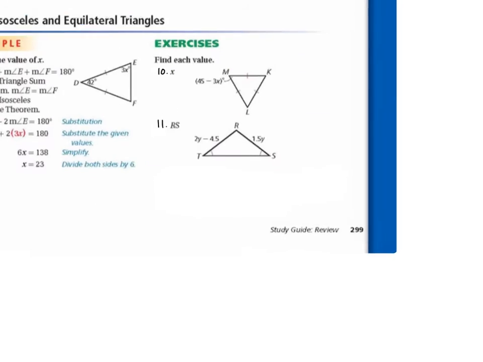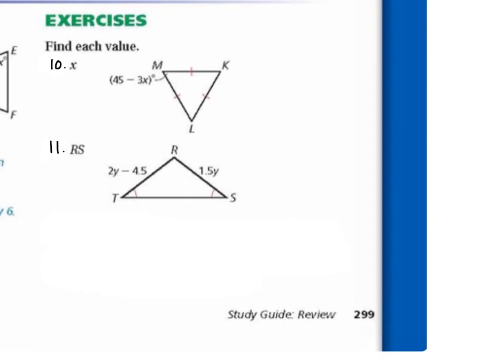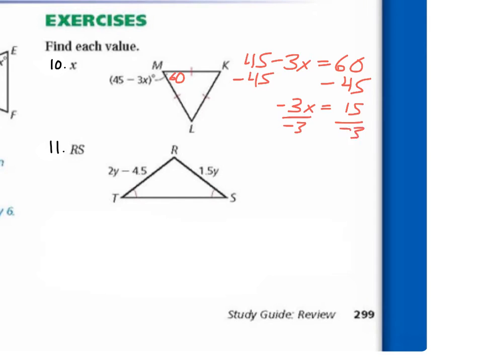All right, let's take a look at number 10. Find each value. So we're trying to find x. We set it equal to 60. How do we know that this angle is going to equal 60? Because it's equilateral, and because it's equilateral, we know it's equiangular too. So we set 45 minus 3x equal to 60. Then we solve for x. And what do we get for x? X is equal to negative 5.